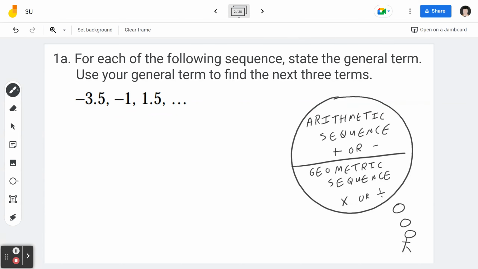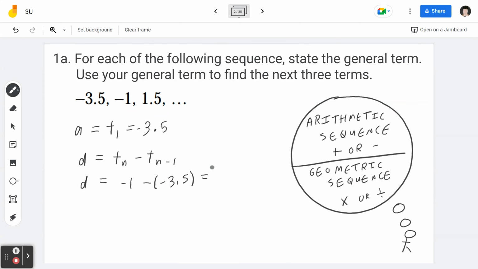Now, I'm starting with negative 3.5. You can write down a, or you can say T1 if you like. The first number is going to be negative 3.5. If I look at the next term, that's negative 1. If I look at the next term, that's going to be 1.5. So a couple of things you can think about. The first thing is you can pretend there's a common difference. If that is true, you can take any number minus the number before that, and you can say, well, what happens if I take negative 1 minus negative 3.5?